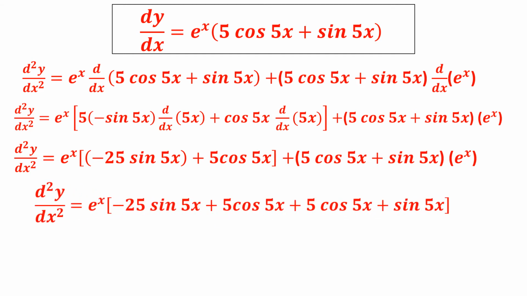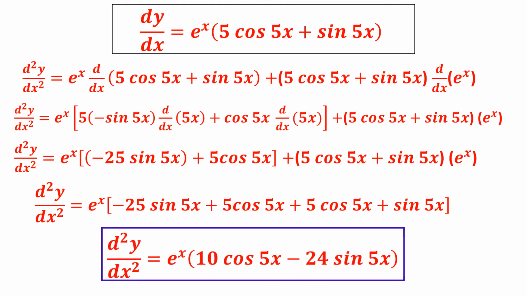And once again, you know that e power x can be taken outside. Then minus 25 sin 5x plus 5 cos 5x from the first term, 5 cos 5x plus sin 5x from the second term. By adding the like terms, final answer is e power x into 10 cos 5x minus 24 sin 5x. Therefore, there will be some possibility of simplifications after the first derivative, even after the second derivative also. It is possible, you can do it.